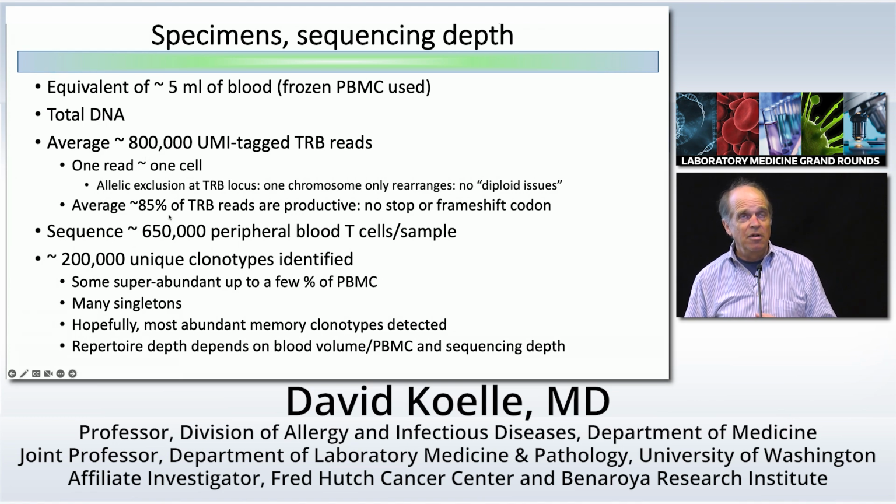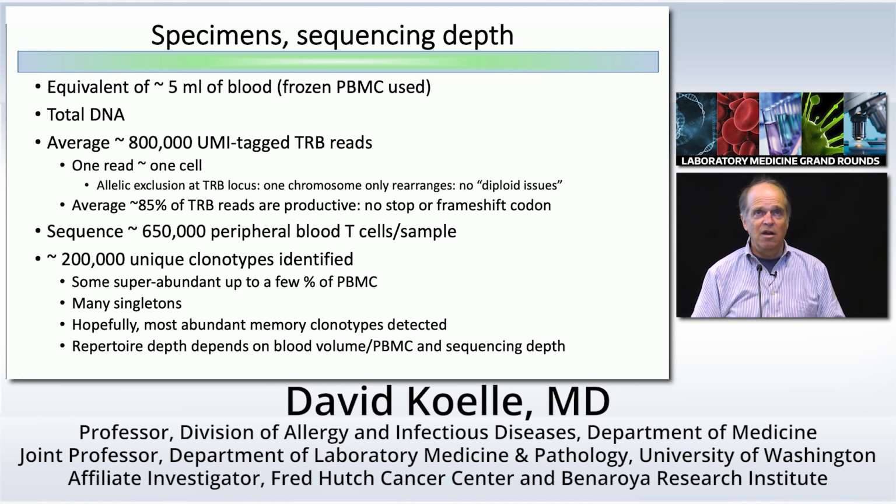And they averaged around 800,000 reads per sample, so some of them, 85% of them are good, skip the details on that. So we're sampling about 650,000 T cells per sample, and out of that about 200,000 unique clonotypes were identified per sample. Some were superabundant, I'll show you an example of that, a lot of singletons, so there's sort of a gradation from some big standouts down to many things only seen once. And obviously the depth that you sequence to depends on what you started with. It's like many pathology or diagnostic specimens. The more you put in, the more depth and detail you're going to get.